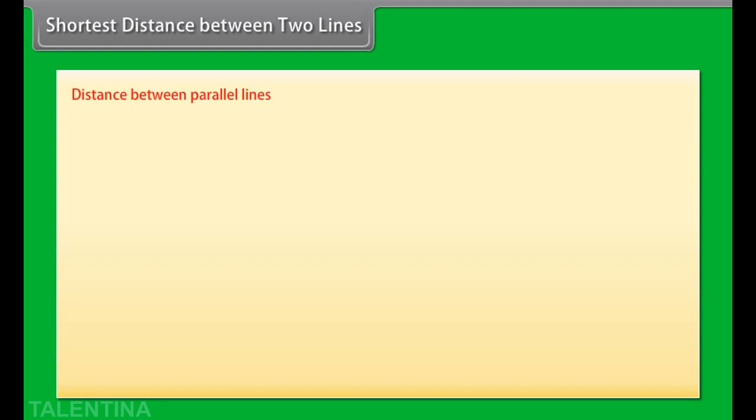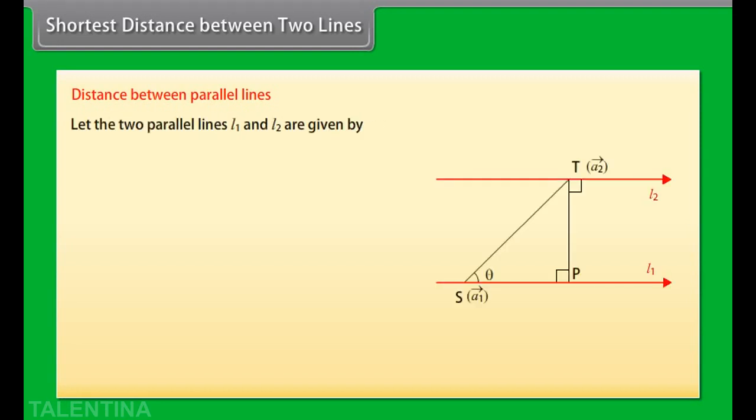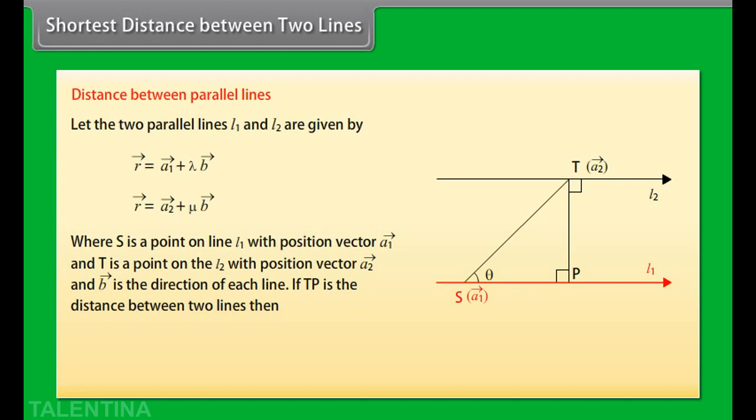Shortest distance between two lines. Distance between parallel lines. Let the two parallel lines L1 and L2 be given by vector r equals vector a1 plus lambda vector b, vector r equals vector a2 plus mu vector b, where S is a point on line L1 with position vector a1 and T is a point on L2 with position vector a2 and vector b is the direction of each line. If TP is the distance between two lines, then TP equals modulus of cross product of vector b and difference of vector a2 and vector a1, divided by modulus of vector b.